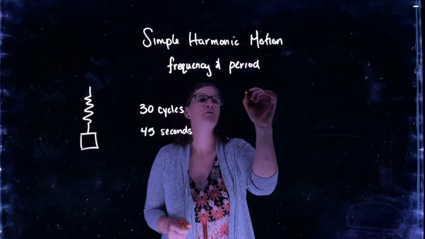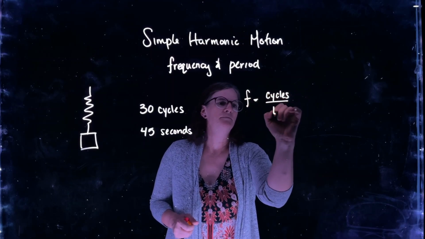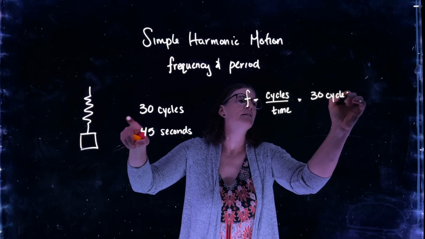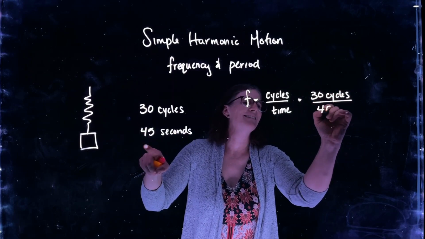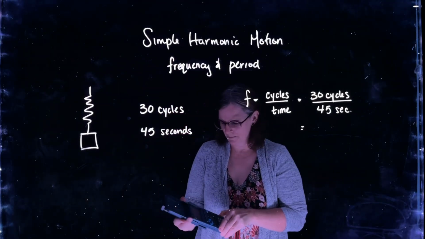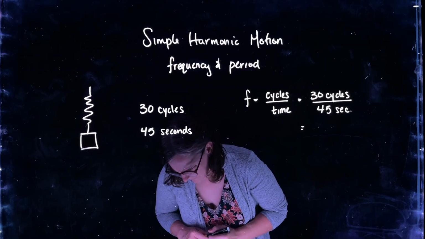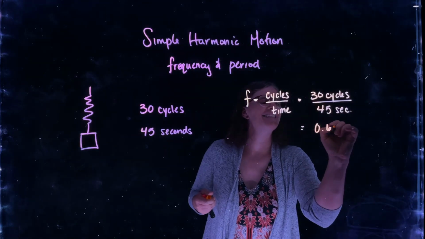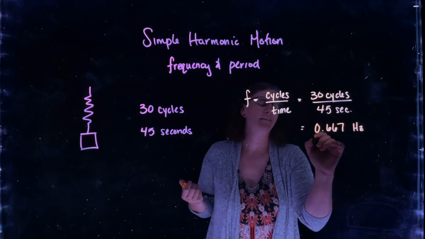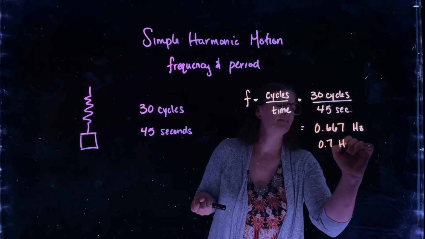All right, so remember, frequency is equal to the number of cycles in the amount of time. So we have 30 cycles in 45 seconds. And so our frequency of this toy bouncing up and down on the spring is 30 divided by 45. I should have been able to do that in my head. 0.667 hertz, so cycles per second. Rounding to the appropriate number of significant figures, we get 0.7 hertz.